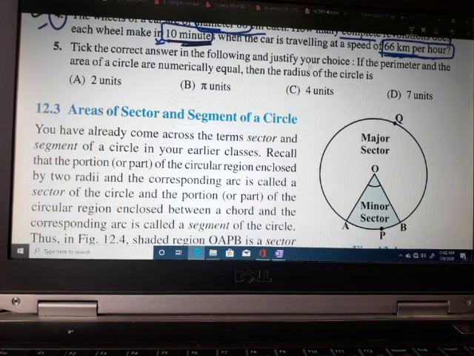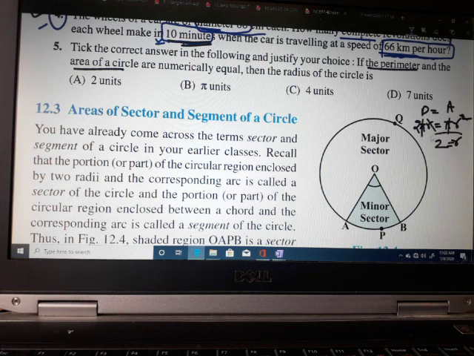You have to justify the answer. If the perimeter and area of a circle are numerically equal, then perimeter equals area. The formula for perimeter is 2 pi r, and the formula for area is pi r square. So pi cancels pi, and one r cancels, so r equals 2 units. This is your answer. That is solved.